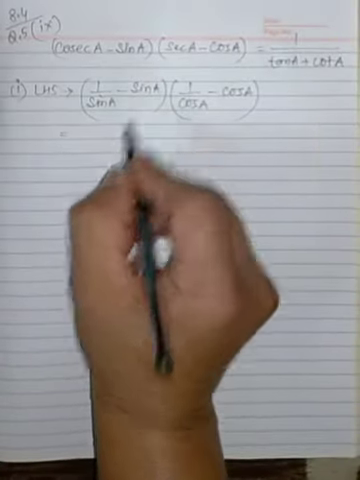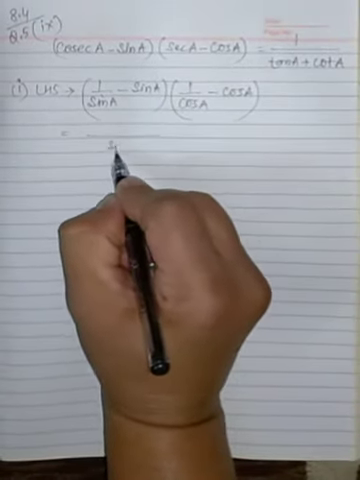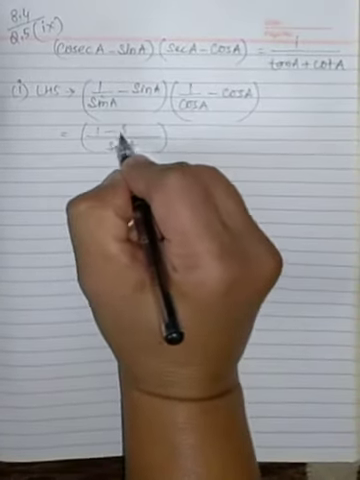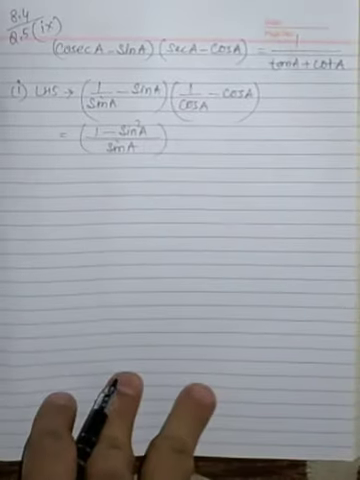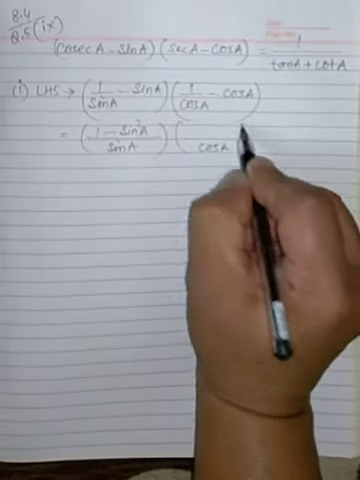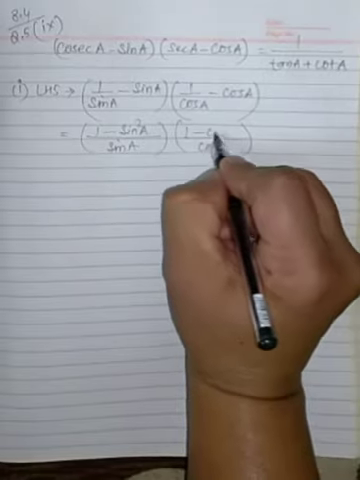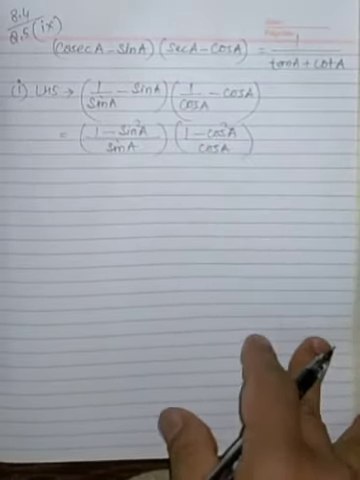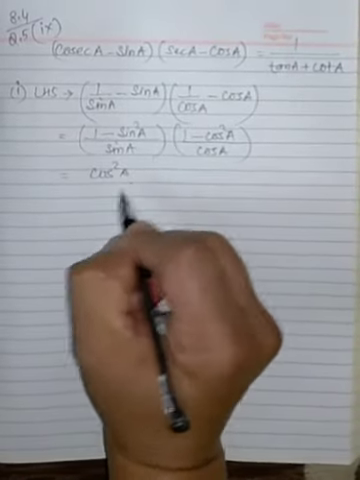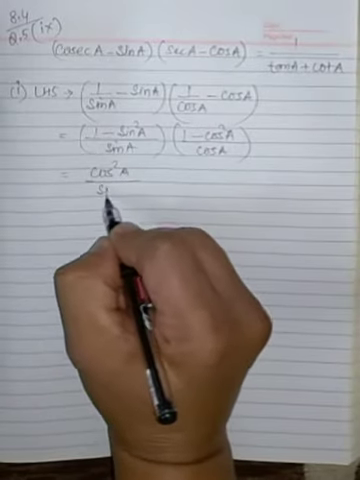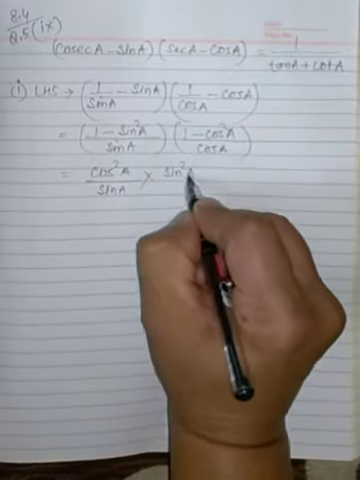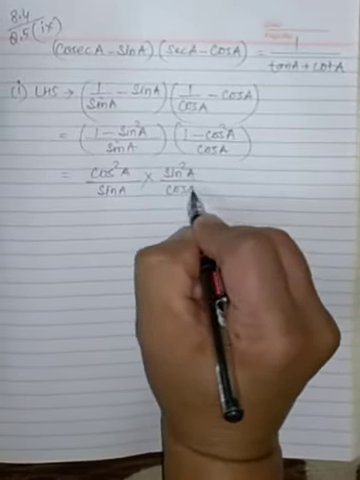Now if you take the LCM of this part, the LCM is sin A, and in numerator you will get 1 minus sin square A. Also here the LCM is cos A, and in numerator you will get 1 minus cos square A. Now we know that 1 minus sin square A is equal to cos square A, upon sin A, into 1 minus cos square A is sin square A, upon cos A.